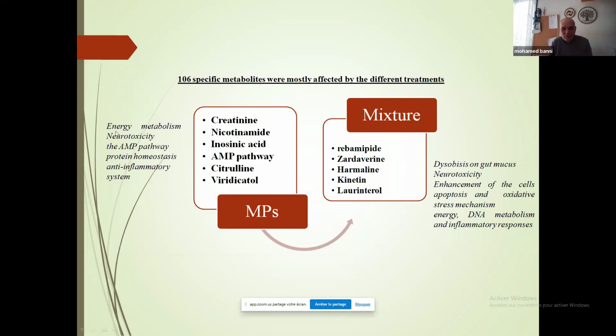The first one is energy metabolism, neurotoxicity, the AMP pathway, protein homeostasis, and the anti-inflammatory system. As you can see here, with microplastic alone, the animal is expressing an anti-inflammatory response because plastic causes inflammation. Okay, this is very important to depict and to understand. While in the second condition, with the mixture of microplastic plus the herbicide, you have neurotoxicity the same, enhancement of cell apoptosis, so we are dealing with cell death, energy, DNA metabolism, and inflammatory response the same. So some processes are the same between the two conditions, but here we have something very important: the mixture of contaminants provoked the enhancement of cell apoptosis. This is crucial.